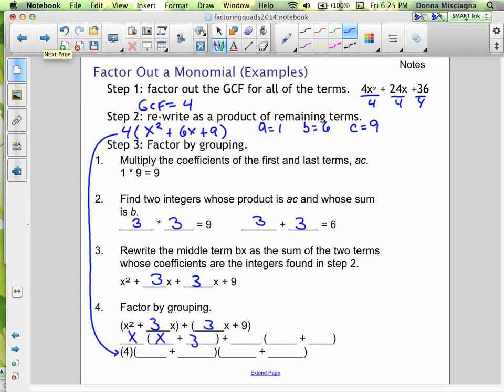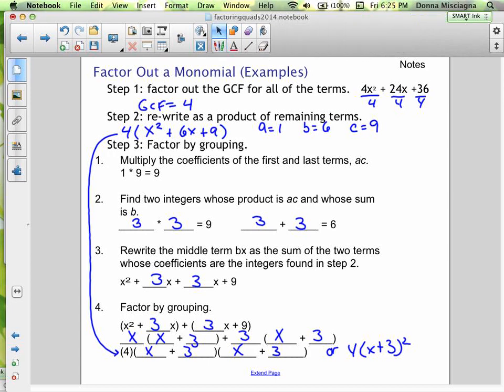Greatest common factor for 3x and 9 is 3. 3x divided by 3 is x. 9 divided by 3 is 3. So we have our repeating x plus 3 and what we pulled out, which is x plus 3. So we could write this as 4 times x plus 3 times x plus 3, or we could write it as 4 times x plus 3 squared, since we have the same factor twice. And that's all there is to it.